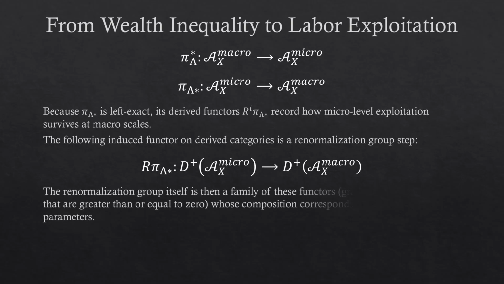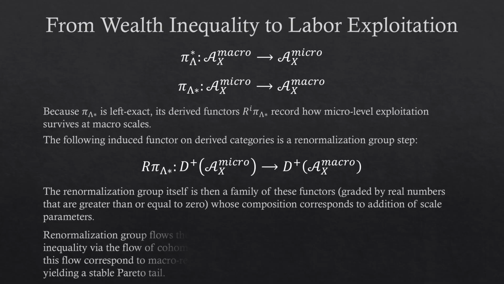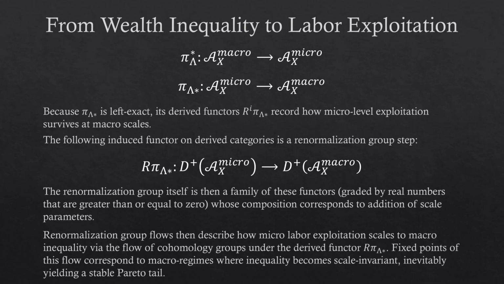The renormalization group itself is then a family of these functors, graded by real numbers that are greater than or equal to 0, whose composition corresponds to addition of scale parameters. Renormalization group flows then describe how micro-labor exploitation scales to macro inequality via the flow of cohomology groups under the derived functor. Fixed points of this flow correspond to macro regimes where inequality becomes scale invariant, inevitably yielding a stable Pareto tail.